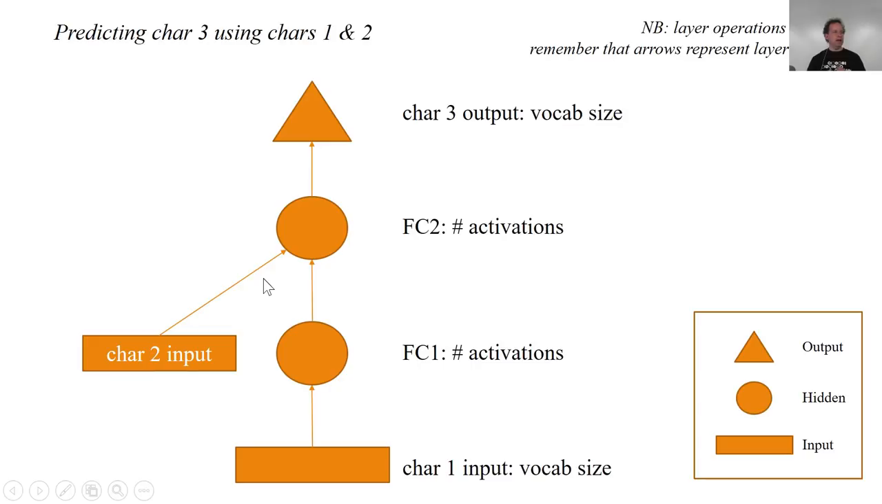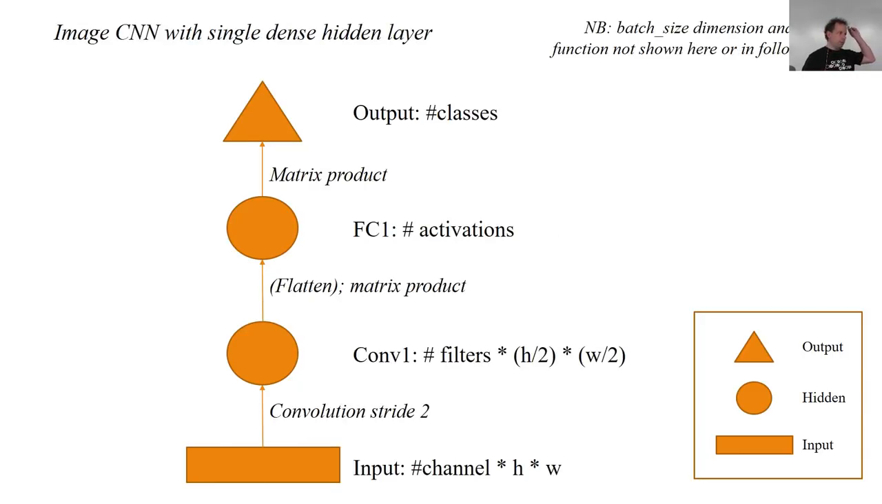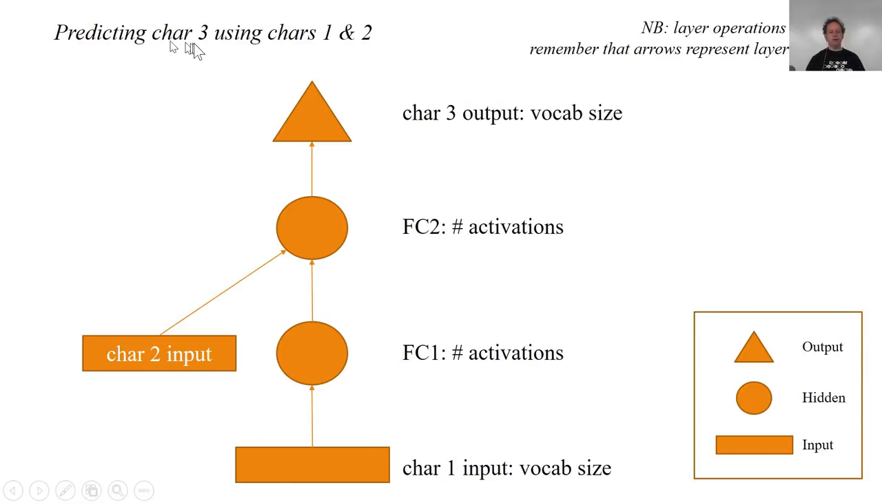All right, so now let's jump to the first one that we're actually going to try to create for NLP. We're going to do exactly the same thing as here, and try to predict the third character in a three-character sequence based on the previous two characters. So our input, and again, remember, we've removed the batch size dimension. We're not saying it, but it's still here. And also here, I've removed the names of the layer operations entirely, just to keep simplifying things.